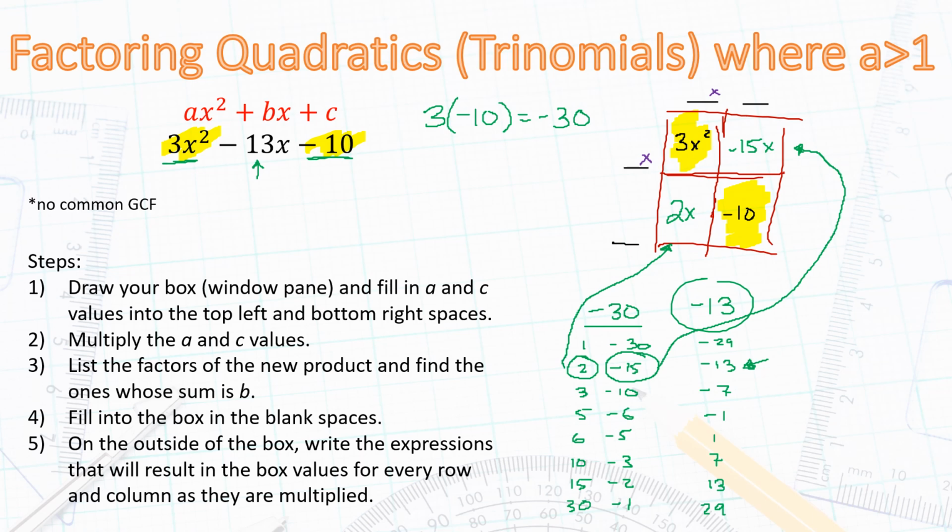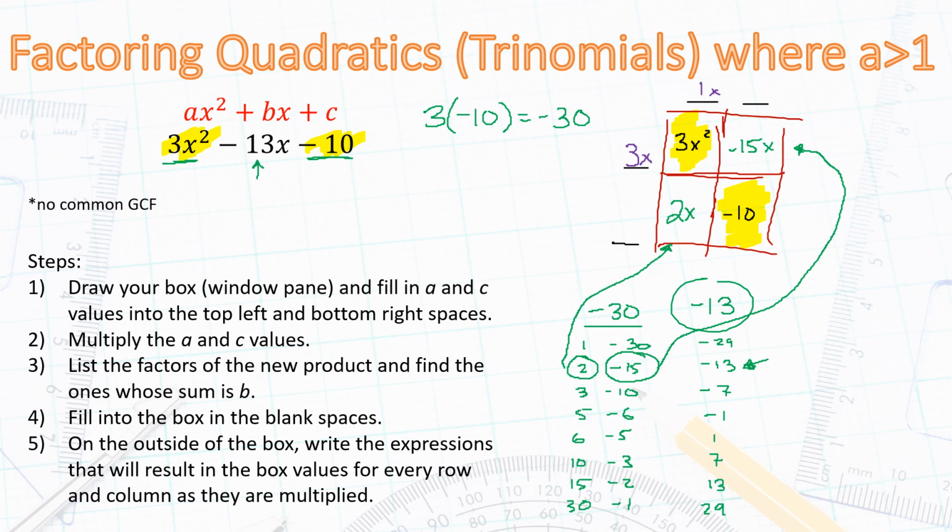The placement of those is a little bit of guesswork. I know if I put it up here, I would have to do 3x times something is equal to 2x, and that would be a fraction, which I'm not looking for. I'm looking for whole number answers. So that means I'm going to try the 3x down on the left instead, and 1x up top.